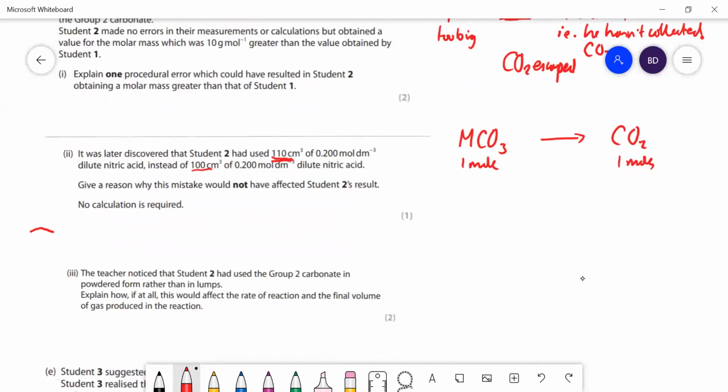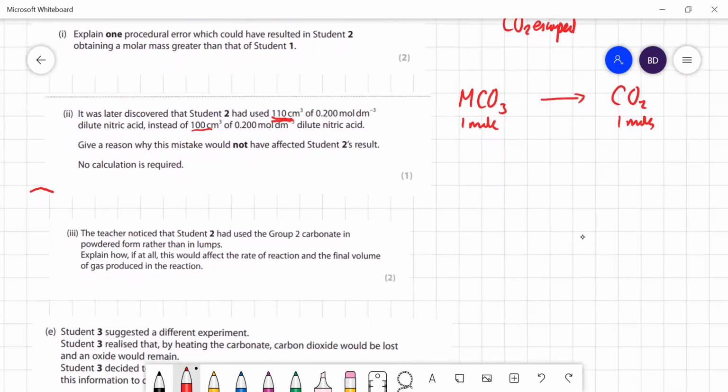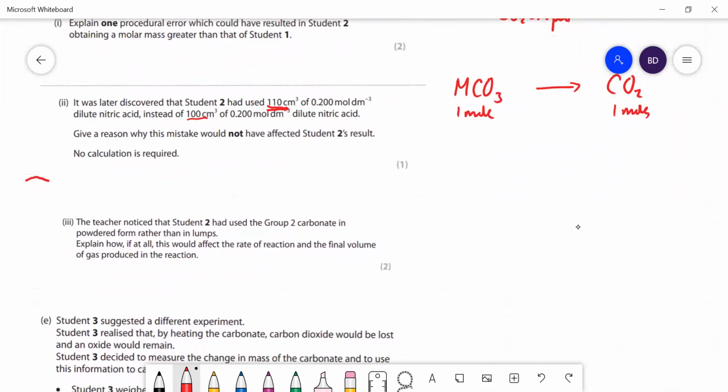Okay. The teacher noticed that for group 2, the student had it in powder rather than lumps. Would this affect the rate of reaction? Yes, of course it would. It would make it go much faster because you've got a bigger surface area. But would it affect the volume of gas produced? Not at all. You just produce the gas in a shorter time, but the actual volume, of course, would be the same. All that affects the volume of the gas is the mass of this magnesium carbonate.